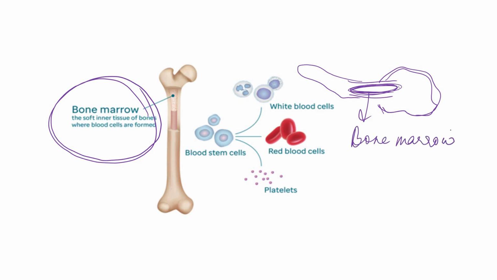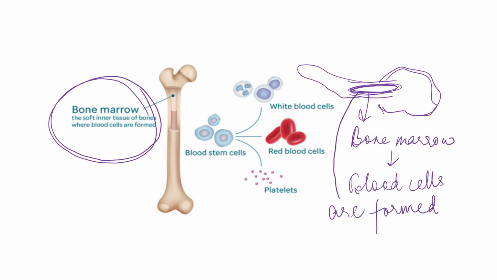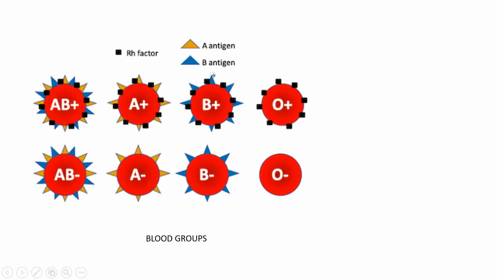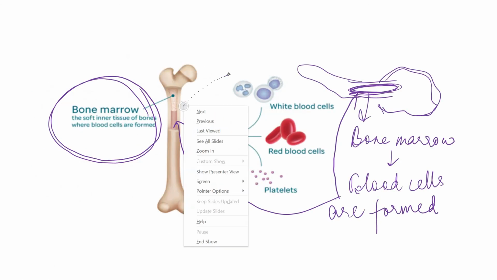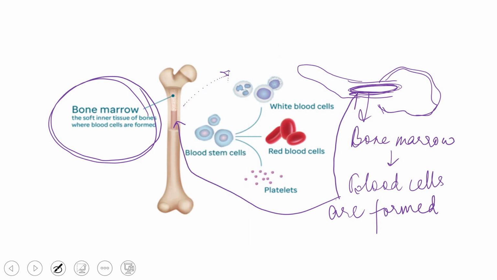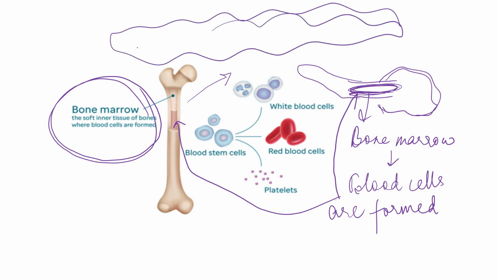All right, and this is where blood cells are formed. So blood cells will be formed here in the bone marrow. See, this is the bone marrow. You can see blood cells are formed in this bone marrow, and then there is a mechanism where it gets transfused inside a body, and then it starts circulation in our body, and this is the entire process.